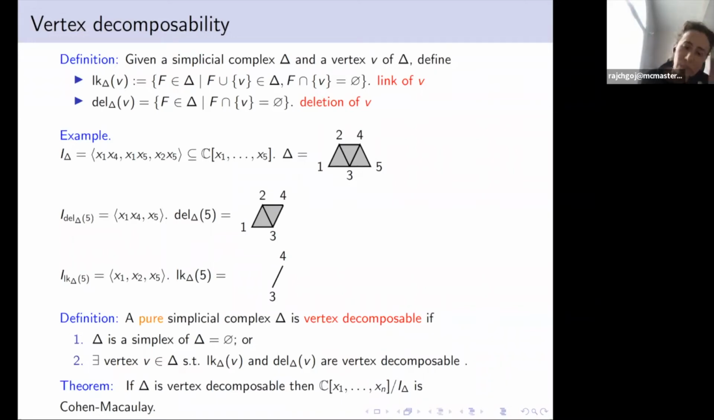And the theorem is that if we have a vertex decomposable complex, then the associated ring, the Stanley-Reisner ring, the polynomial ring mod the ideal, is Cohen-Macaulay. So there we see a combinatorial property corresponding to an algebraic property.